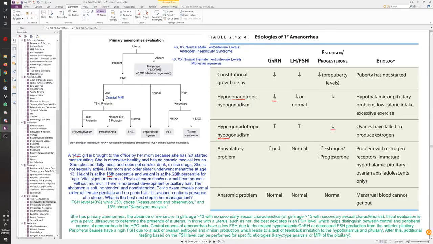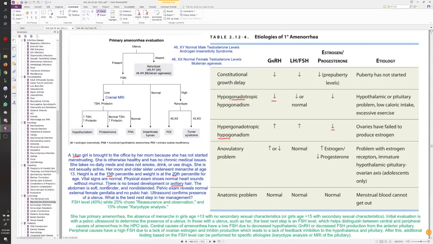Vital signs are normal. Physical exam shows normal heart sounds without murmur. So normal heart sounds without murmur helps you kind of rule out Turner syndrome, right? Because we know in Turner there's practically 100% chance for the bicuspid aortic valve. There is no breast development or axillary hair. Now this is starting to look concerning, right? No breast development, so no estrogen, and then no axillary hair really tells you that there's probably no pubic hair either, since sexually developing hair encompasses both pubic hair and axillary hair.